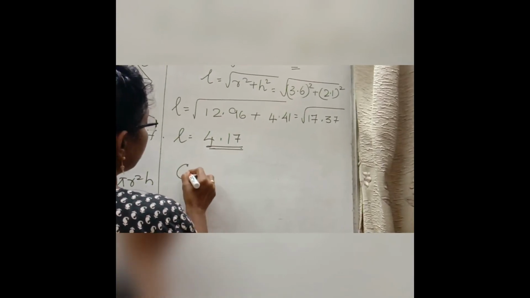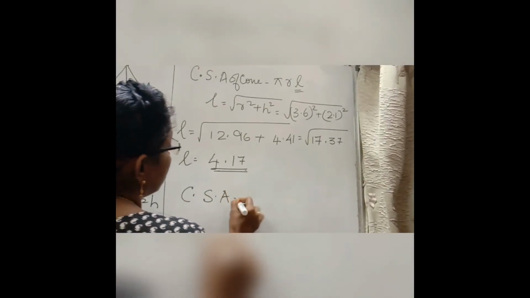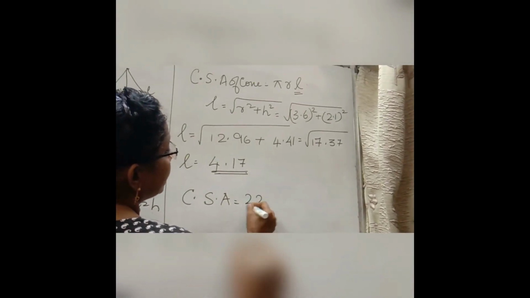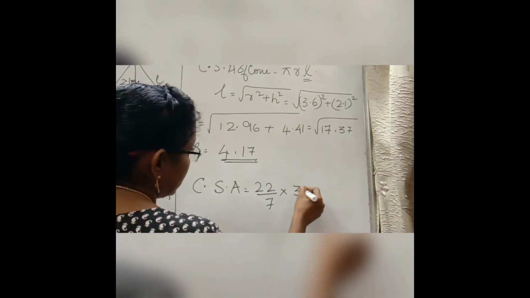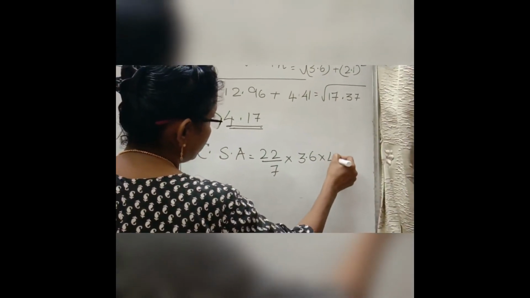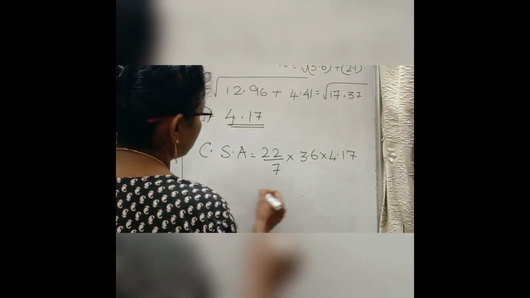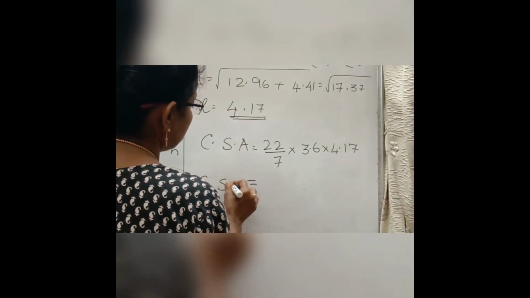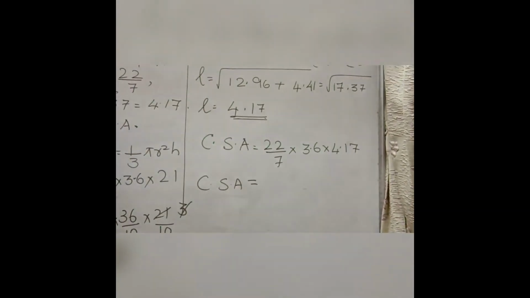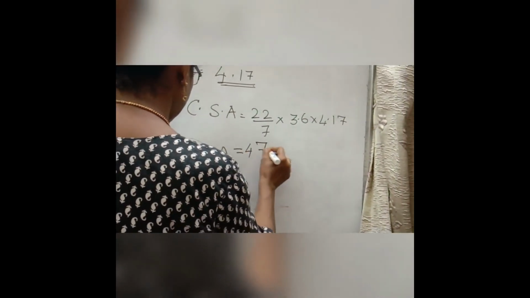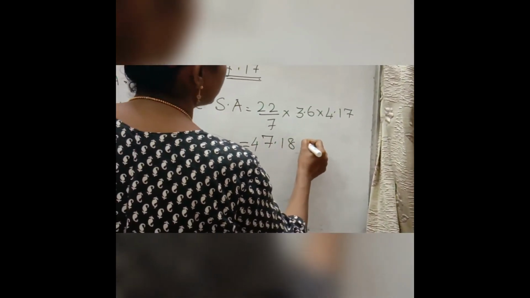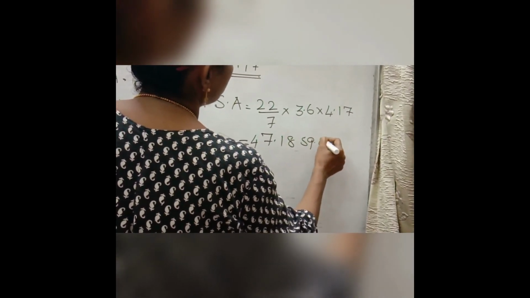Now curved surface area is equal to 22 by 7 into r is 3.6 into l is 4.17, and multiplying all and dividing by 7 we get 47.18 square meter.